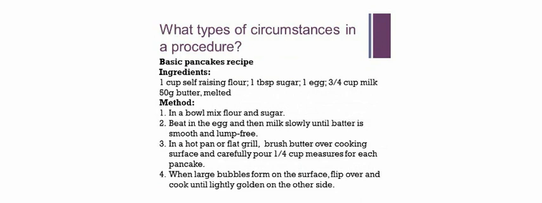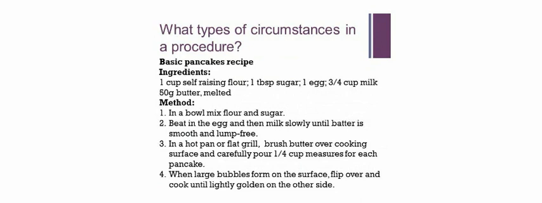All right, I'm going to give you some circumstances. In a bowl. Questions where? Beat in the egg and then mix. Here comes a circumstance. Slowly. Slowly is how? A manner. A manner circumstance. Until batter is smooth and lump-free. Let's look at the method number 2. Beat in the egg and milk slowly. Slowly is a circumstance of manner, which tells us how to pour it in.